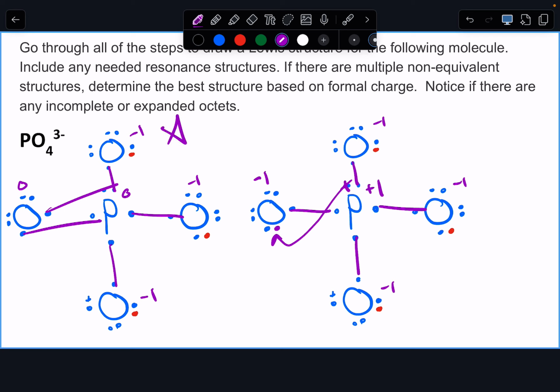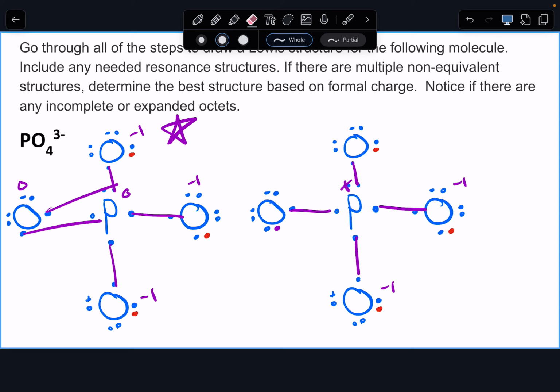So this is definitely our preferred structure because I'm getting a lot closer to 0 with those. I've got 2 that are 0 and 3 that are -1 versus 4 that are -1 and 1 that's +1, right? It's always preferable to not have to shift those electrons around. Sometimes it's unavoidable. But like a sample test question would be, I give you both of these structures.